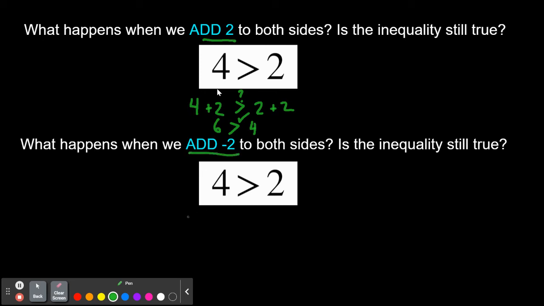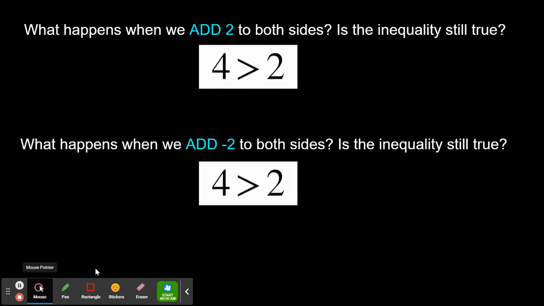How about a negative 2? Will this inequality hold true if we add a negative 2 to both sides? Let's find out. 4 plus negative 2 is a positive 2. And 2 plus negative 2 is 0. And sure enough, 2 is greater than 0. It does check out. It works. So when we add positive 2 or negative 2 to an inequality, our inequality symbol is going to stay the same. We're not messing with anything. The inequality is still true. Things are still hunky-dory.